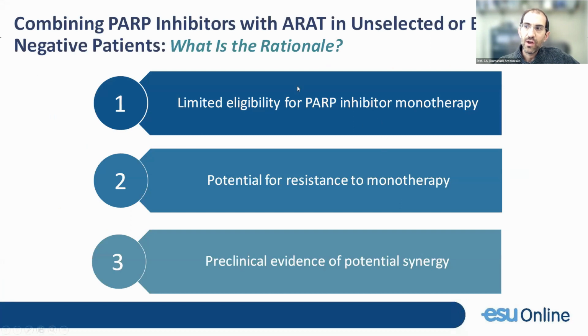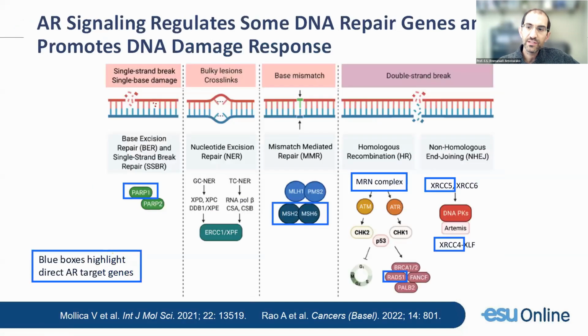First of all, we know that there is a limited number of patients that can receive the PARP inhibitor monotherapy. So can we expand beyond the BRCA2 patients? Secondly, we know that resistance to monotherapy exists, even in patients with BRCA2. The ones that respond often develop a secondary resistance. And then there's some preclinical evidence that even in the absence of DDR mutations, the combination of an AR inhibitor and a PARP inhibitor might make sense. There are 2 reasons for this.